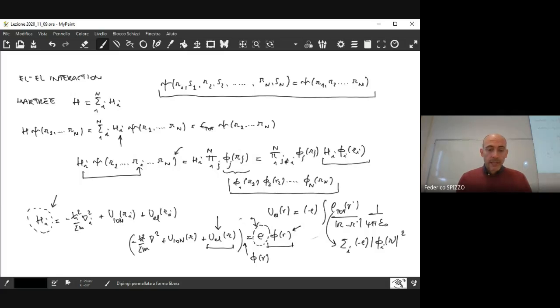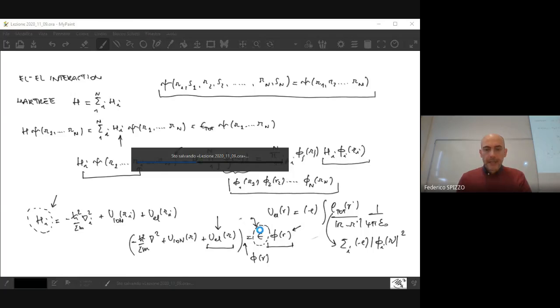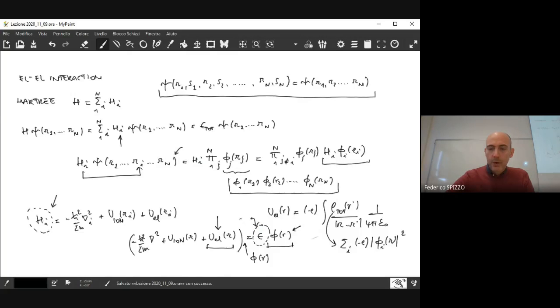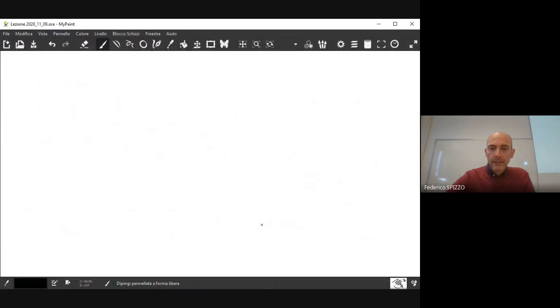This approach was presented at the end of the 20s in the previous century, when the properties of the fermions were known. So they knew that the fermions had to follow the Pauli exclusion principle, and in particular, they also knew that if we consider an n-electron system, if you exchange two electrons with each other, then you should observe a change in sign of the electronic wave function.